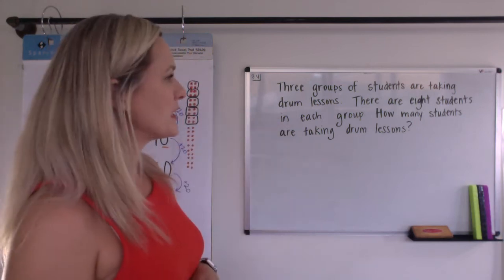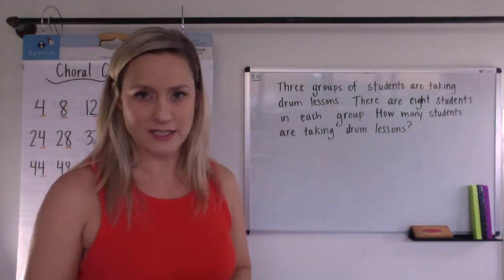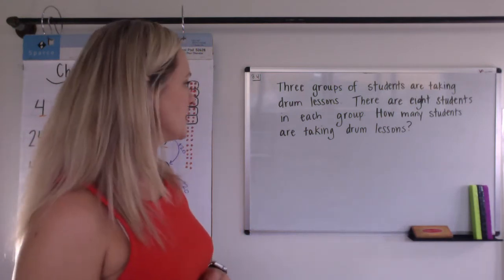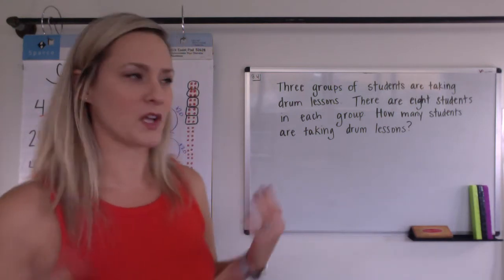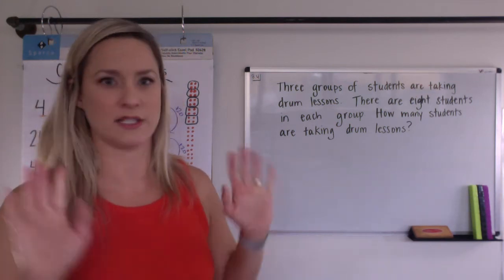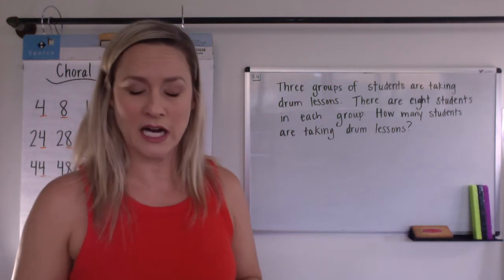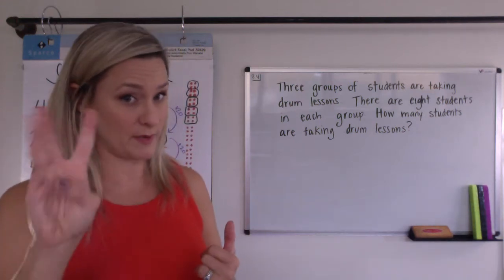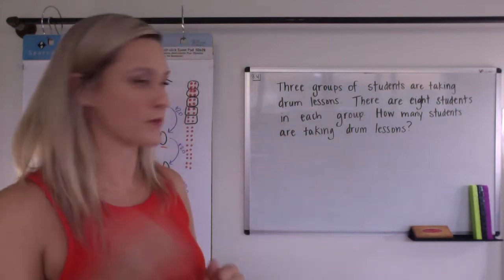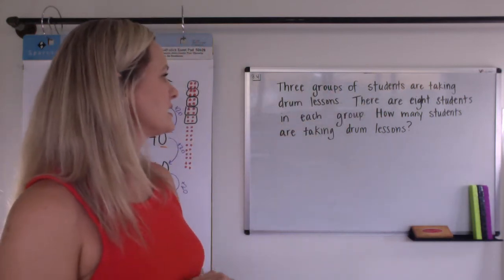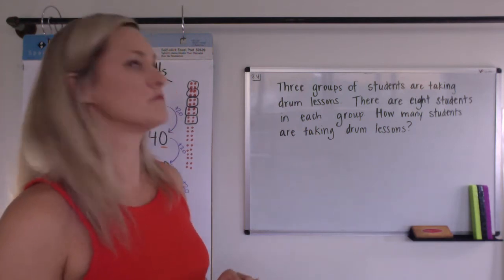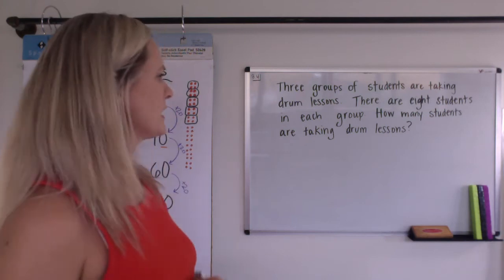We've got 3 groups of students taking drum lessons. There are 8 students in each group. How many students are taking drum lessons? Okay, let's stop and make sure we really have that picture in our head. I can't read it once and know it, so really stop and read twice, maybe even 3 times. 3 groups of students are taking drum lessons. There are 3 groups. There are 8 students in each group. How many students are taking drum lessons? All right, I think I get that now.